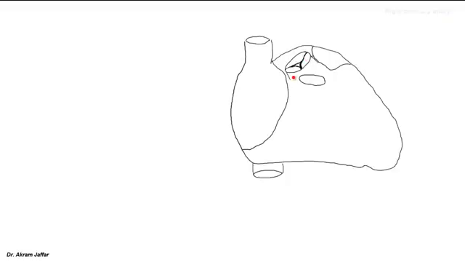The right coronary artery arises from the anterior aortic sinus, passes between the pulmonary trunk and the auricle of the right atrium and the right atrioventricular groove on the anterior surface of the heart, goes down until it reaches the inferior border of the heart on the inferior surface of the heart. I'm going to draw it now interrupted because it is on the inferior surface of the heart until it reaches the crux of the heart.